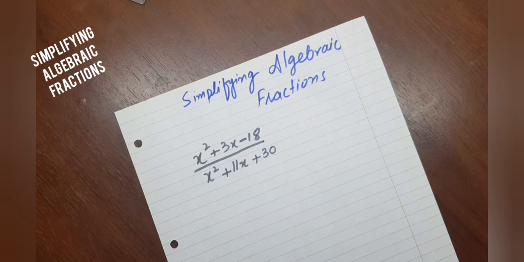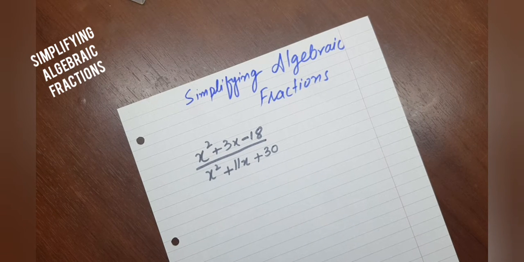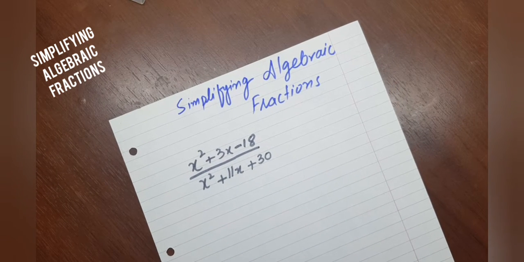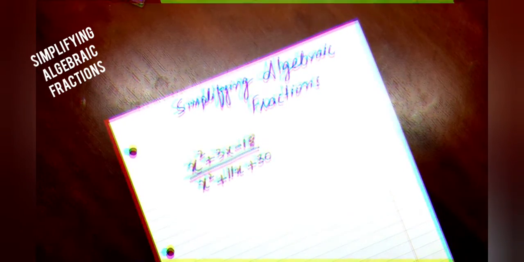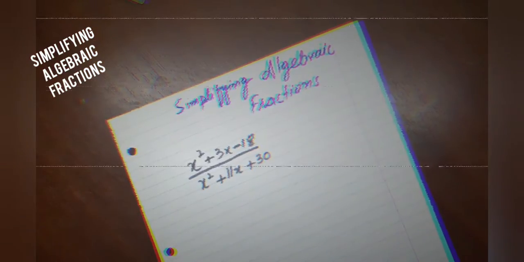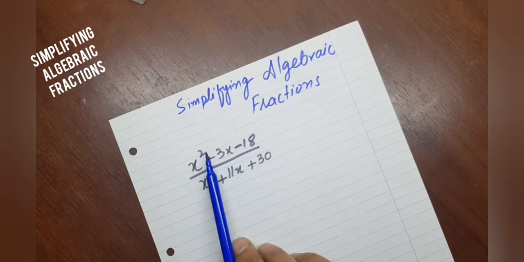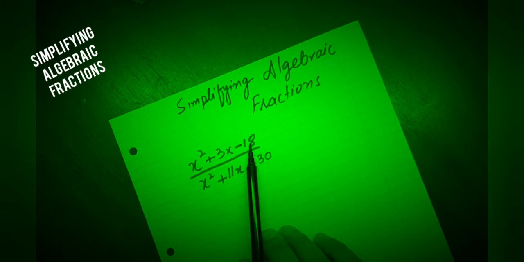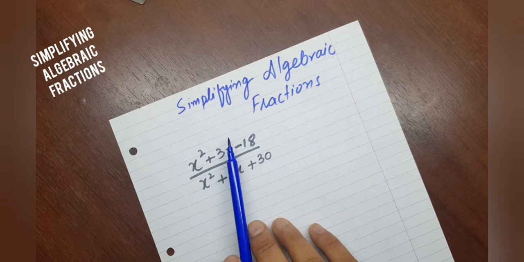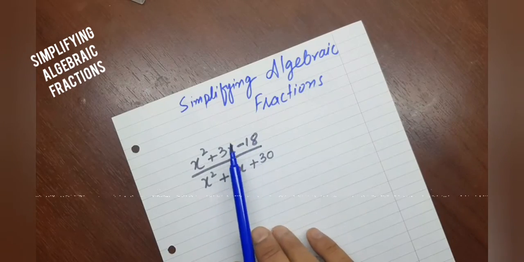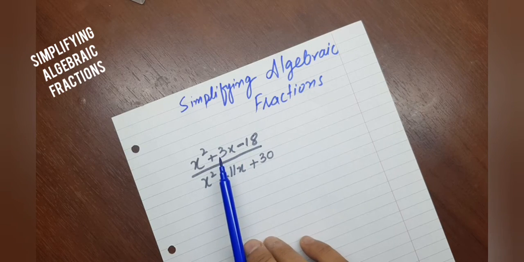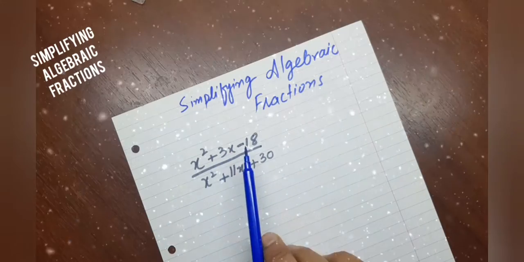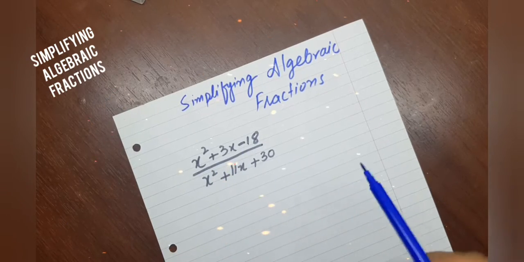In this topic, the first thing you must understand is what we mean by algebraic fractions. Here we have x squared plus 3x minus 18, the same as our quadratic equations: ax squared plus bx plus c. So we have the x squared term, we have bx, and then we have c as a constant. Simplifying algebraic fractions means we need to factorize them, find the factors, write them in groups, and sort it out.